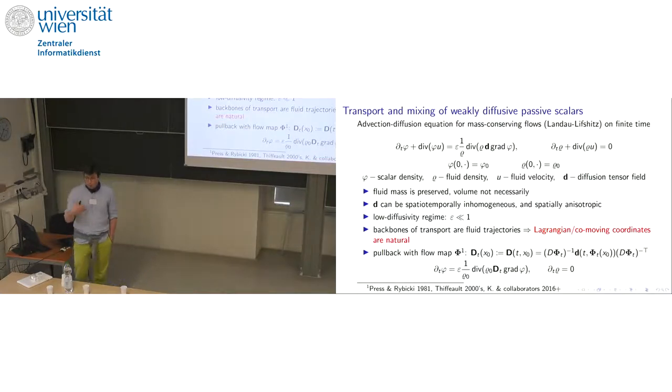So stuff is, first of all, transported with the fluid, and then only on top of that comes weak diffusion. So if you're interested in studying transport of these weakly diffusive scalars, then the Lagrangian coordinates or co-moving coordinates are natural ones. And I guess I may be a little bit more extreme than others in the field. So to me, this really means let me write down equations in these coordinates.